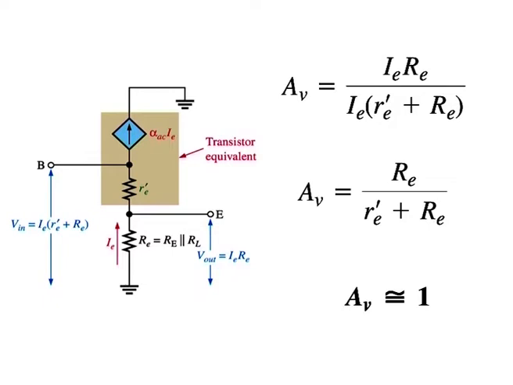Since the output voltage is at the emitter, it is in phase with the base voltage. So, there is no inversion from the input to output. Because there is no inversion and because the voltage gain is approximately 1, the output voltage closely follows the input voltage in both phase and amplitude. Thus, the term emitter follower is used for this circuit.